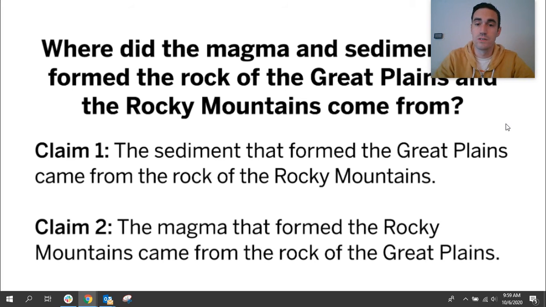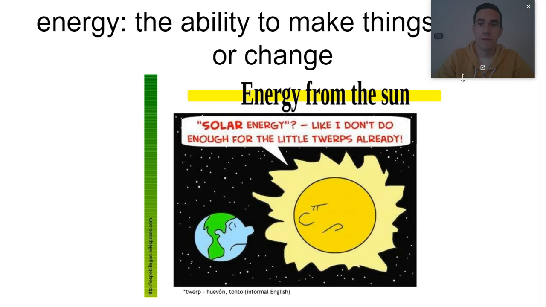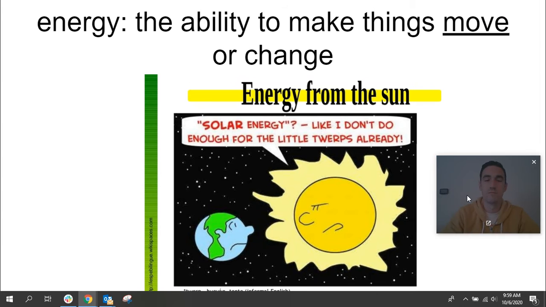But first, we're going to actually look at some vocabulary that will be very useful today. Our very first one is energy, and this should sound pretty familiar from last year. But energy is the ability to make things move or change. So solar energy, like you see a cartoon there, is the type of energy or the form of energy that basically makes everything on Earth move or change. And then we also have several other forms of energy, but you can trace almost everything back to solar energy or energy from the sun.